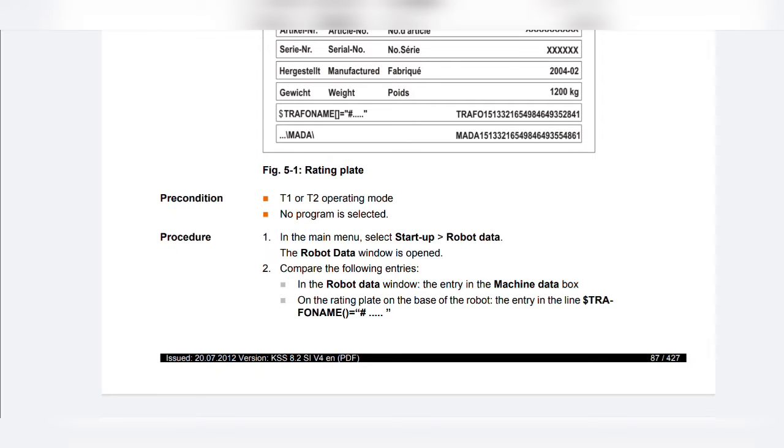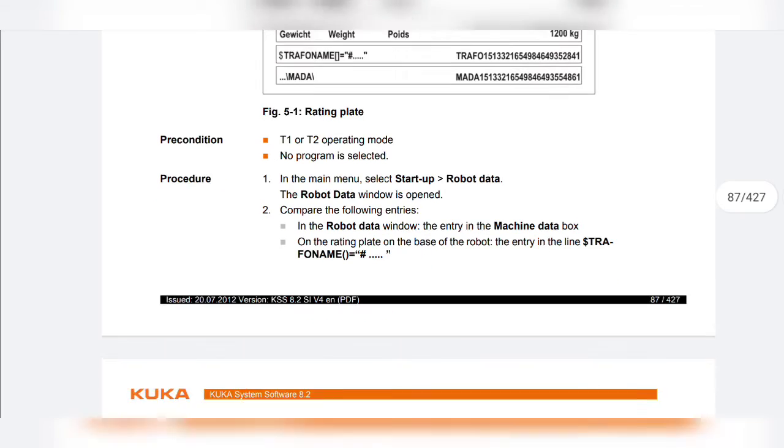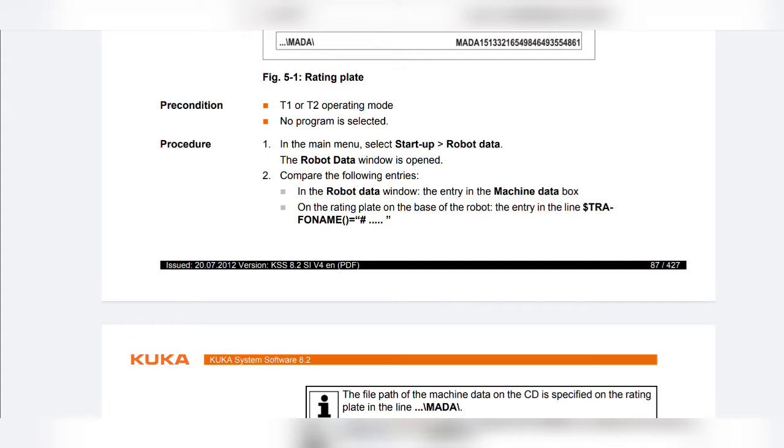Precondition: T1 or T2 operating mode. No program is selected. Procedure: in the main menu, select Startup, Robot Data. The Robot Data window is opened. Compare the following entries. In the Robot Data window, the entry in the machine data box; on the rating plate on the base of the robot, the entry in the file path of the machine data on the CD is specified on the rating plate in the line MADA.